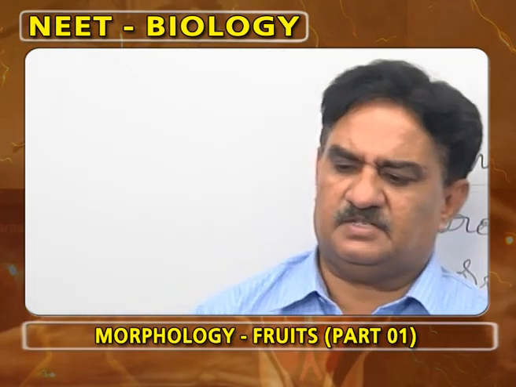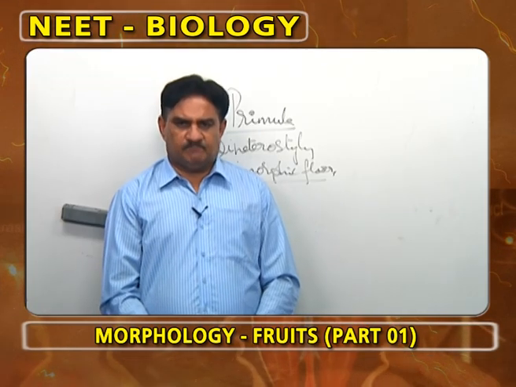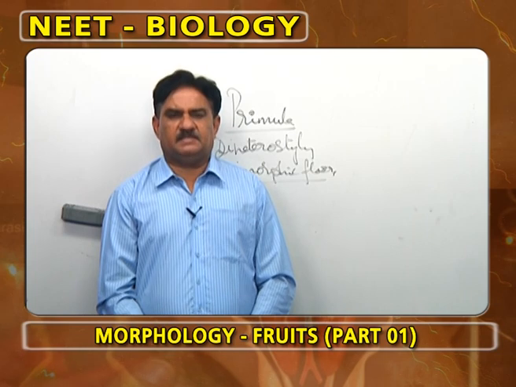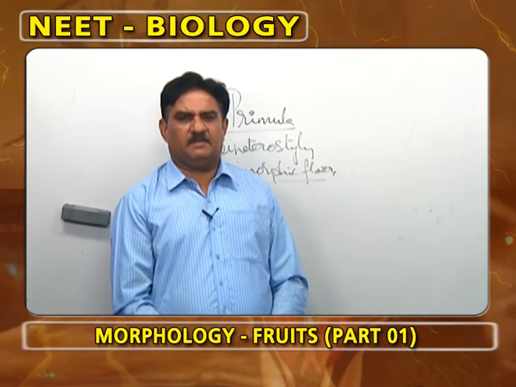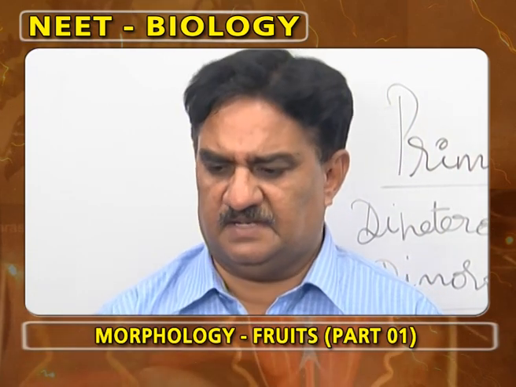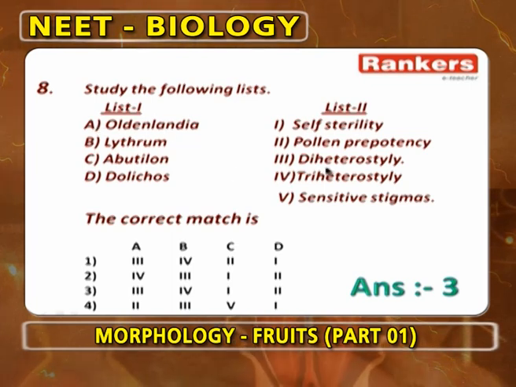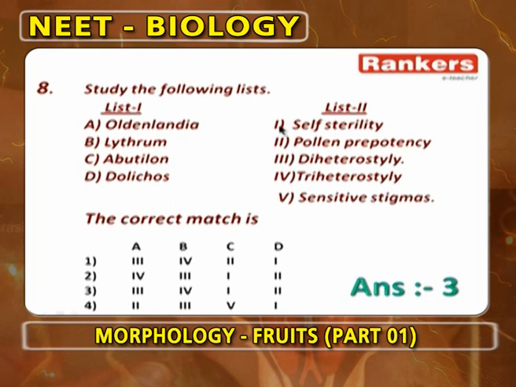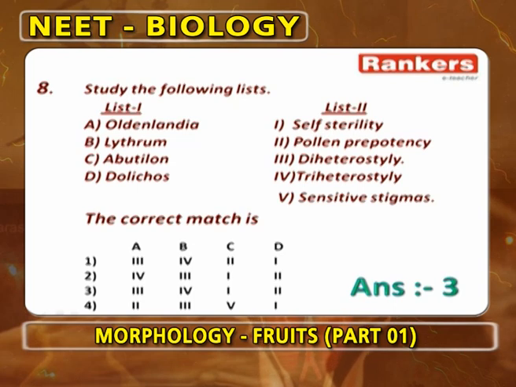Then Dolichos. Dolichos shows pollen prepotency. Pollen prepotency means domination of cross pollination over self pollination. That means in a bisexual flower, the stigma receives the pollen grains of the same flower and pollen grains of another flower. The pollen grains of the other flower mature and germinate much before the pollen grains of the same flower, that is called pollen prepotency. So Oldenlandia diheterostyly, Lythrum triheterostyly, Abutilon self-sterility, Dolichos pollen prepotency. Sensitive stigmas are normally found in Mimulus and Martynia.